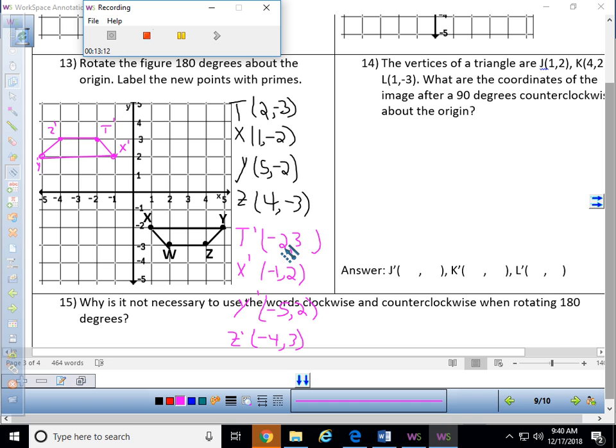2, negative 3 becomes negative 2, 3. 1, negative 2 becomes negative 1, 2. 5, negative 2 becomes negative 5, 2, and 4, negative 3 becomes negative 4, 3. Graph it, and it gets turned around, not flipped, over here from the 4th quadrant to the 2nd quadrant, and we're done.